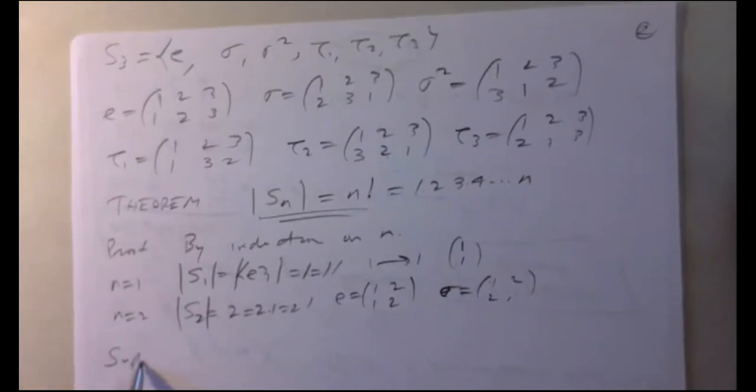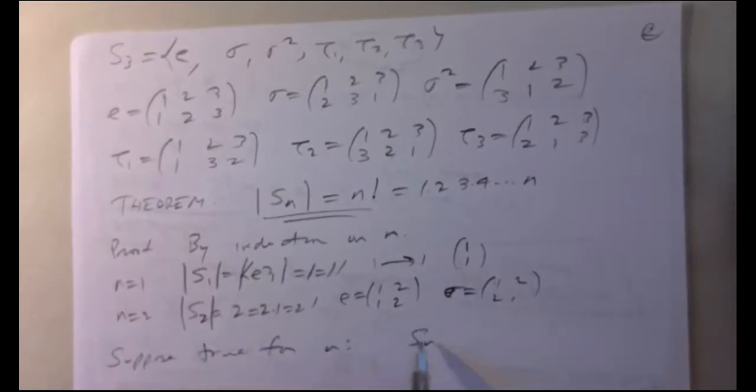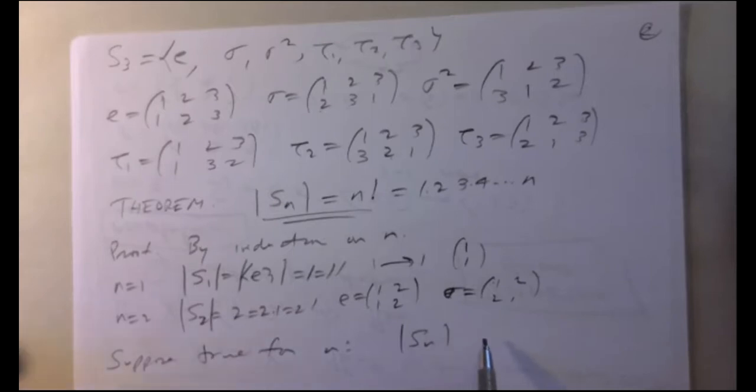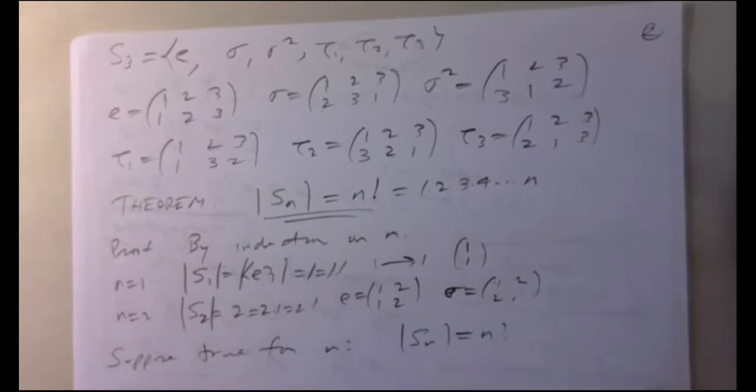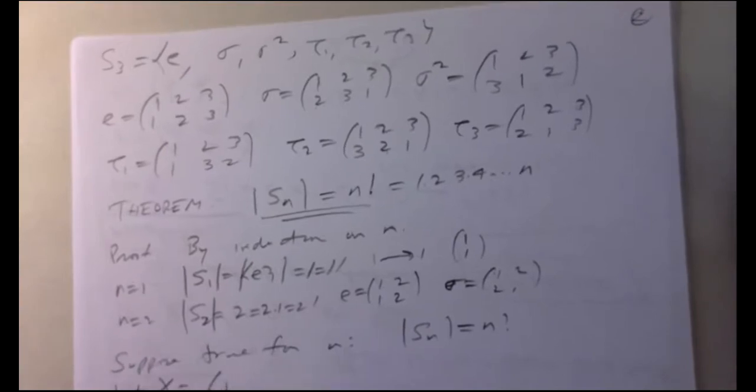So let's assume the statement is true for n. That is, if you take a set, not just of the integers from 1 to n, but any set with n elements, the number of permutations is n factorial. And now we take a set with n plus 1 elements, say the integers from 1 up to n plus 1. So how do we count the number of permutations of this?